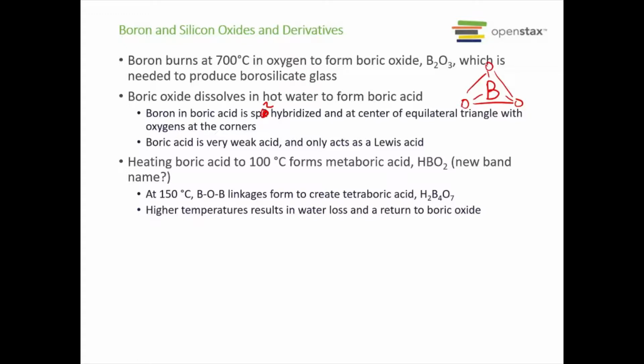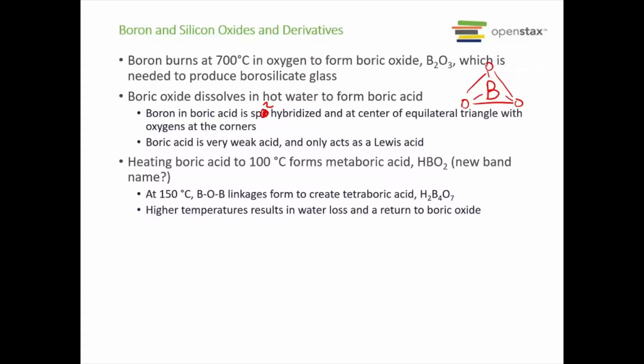If you take boric acid and heat it to 100 degrees Celsius, you make metaboric acid, which, I'm sorry, that is my new band name, so don't steal it from me. When we hit 150 degrees, the boron-oxygen-boron linkages form, and this actually creates tetraboric acid, H2B4O7. And then if you keep heating it, you end up taking out the water, and we return to boric oxide. So yeah, boric acid I think is pretty darn cool.